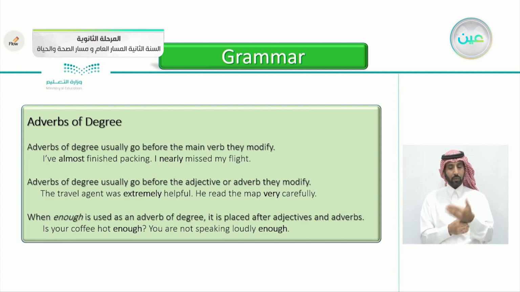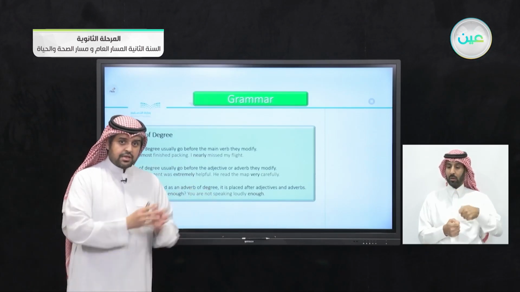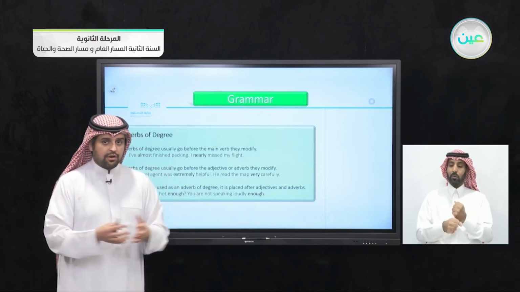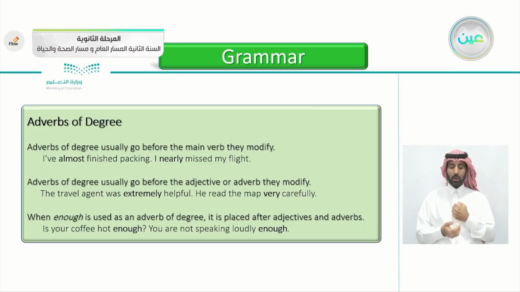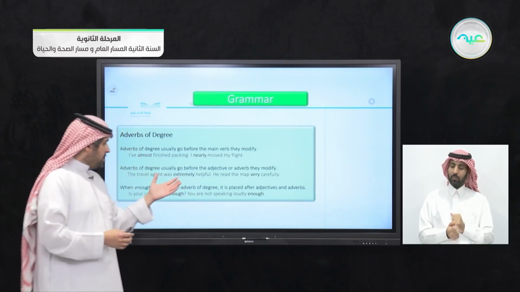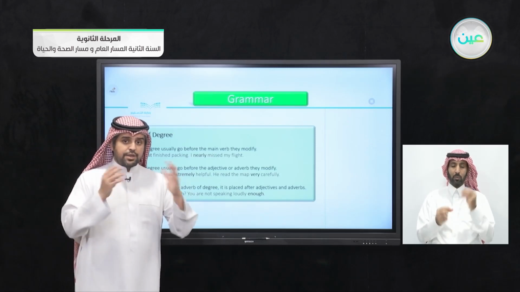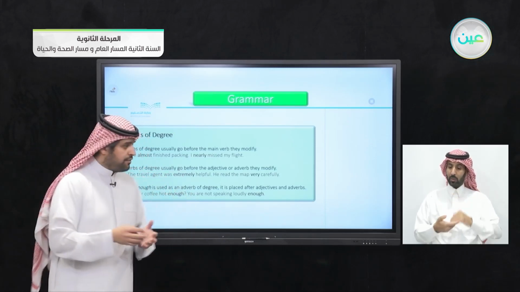The travel agent was extremely helpful. The travel agent, the employee there, he was extremely helpful. He did many things for me. If he did one or two things, I would say he was helpful, I want to thank him. But when I say he was extremely helpful, it means that he did too many things for me. He made it easier for me.